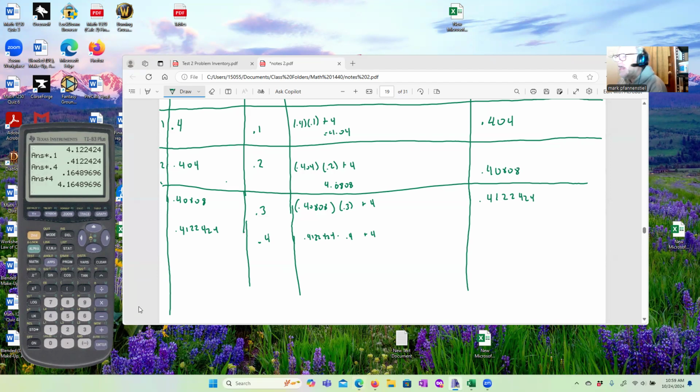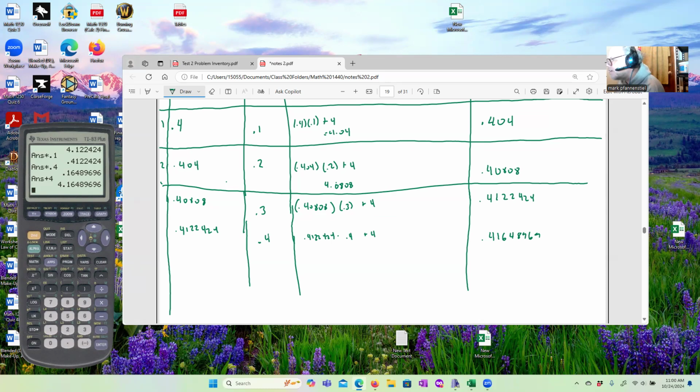Okay, equals, and then we're going to multiply this by 0.1. Okay, so it's going to be 0.4164, let's see, 896. It looks like 89696. Okay, so I was going to put in this for my new y value. So 0.4164 89696. And we increase our x one more, so 0.5.